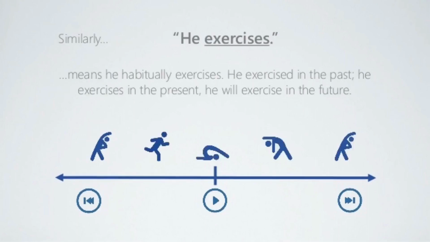Now let's see the next example. He exercises. Means he habitually does exercise. He exercised in the past, he exercises in the present, and he will do exercise in the future too. Well, if you notice the structure of the present simple tense, it is formed by adding first form of verb plus s, or you can say es.